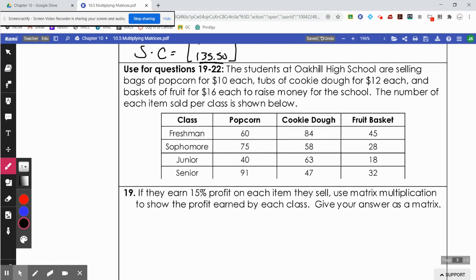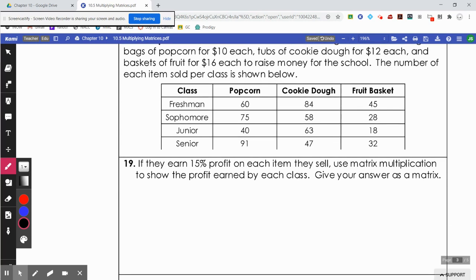The next one says used for questions 19 through 22. The students at Oak Hill High School are selling bags of popcorn, $10 each, tubs of cookies, $12, and baskets of fruit for $16 to raise money for the school. The number of each item per class is shown below. If they earn 15% profit off each item they sell, use matrix multiplication to show the profit that they're going to earn by each class. Give your answers as a matrix.